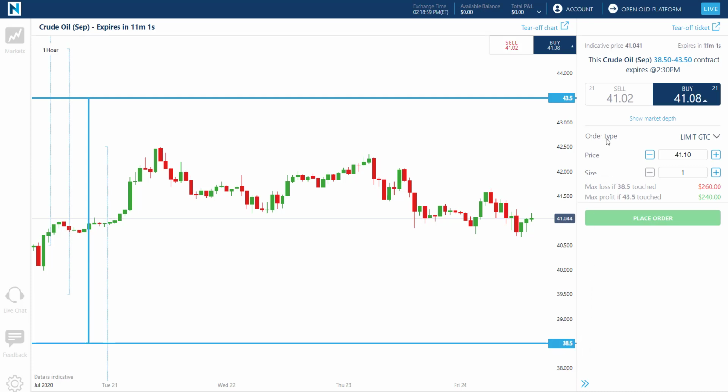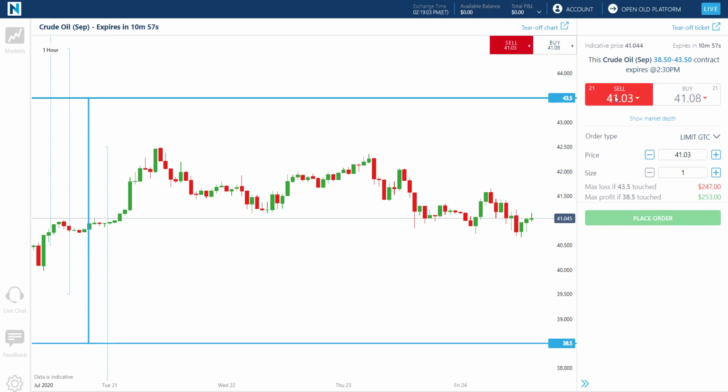If you predict the price of oil is going to decline, you sell a price level to initiate the trade. Again, the range boundaries around your sell level indicate where, if hit, you'd be knocked out of the trade, making a profit if the lower limit is touched, 38.50, or taking a loss if the upper limit is touched, 43.50.